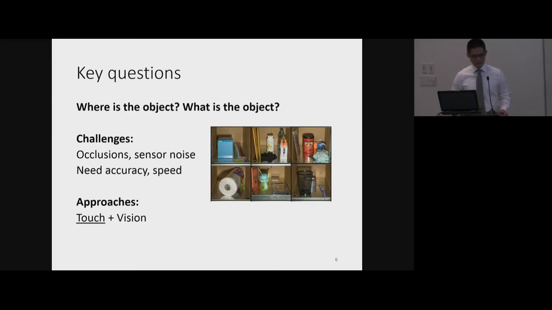So the approaches here are, first, as I said before, we want to fuse touch and vision. In this thesis, we are focusing on how to use touch, and that's the main contribution. And we want to optimize over a history of observations so that the process is more robust.